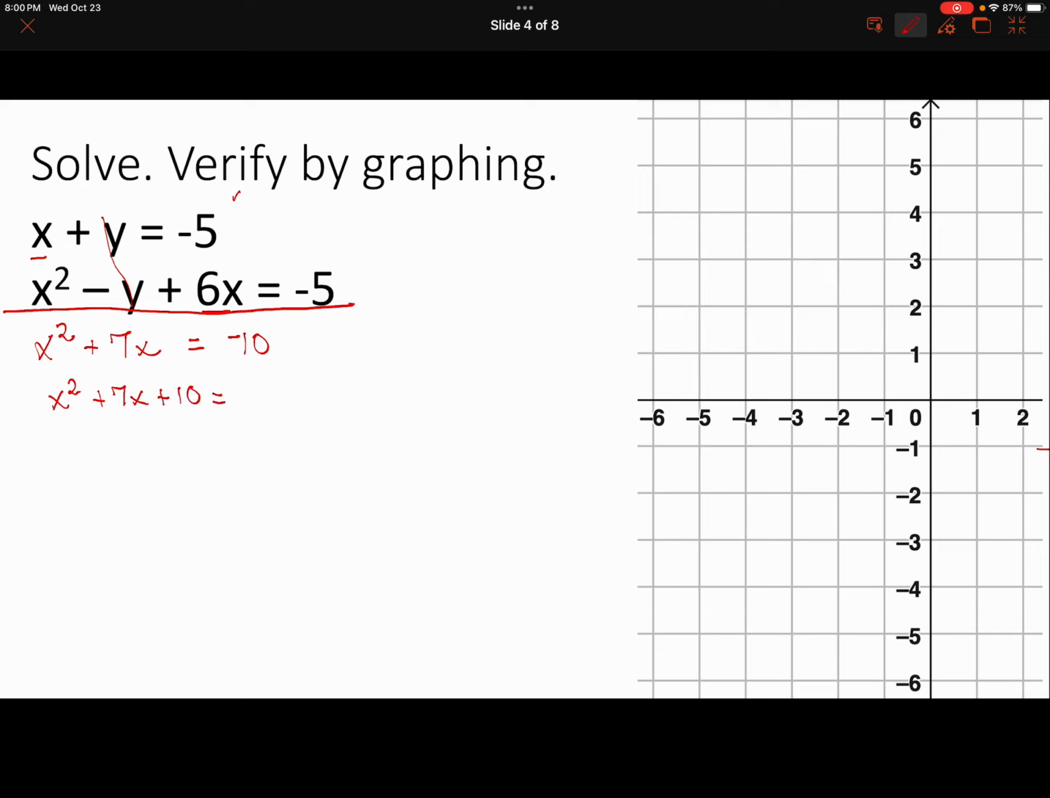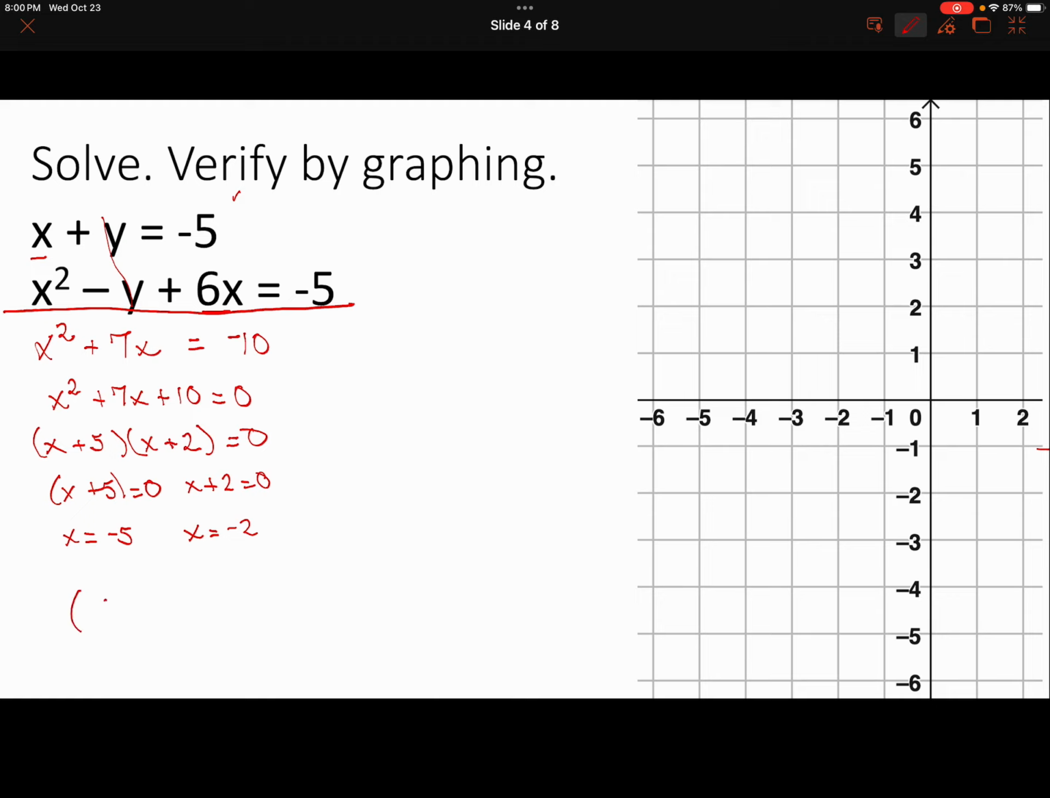So we're adding 10 to both sides, and now it's equal to 0. We ask ourselves what are factors of x squared, which will be x, and what are factors of 10 that add to become a 7, and that would be a positive 5 and a positive 2. So we know that this parabola and this line are going to intersect when x is a negative 5 and when x is a negative 2.